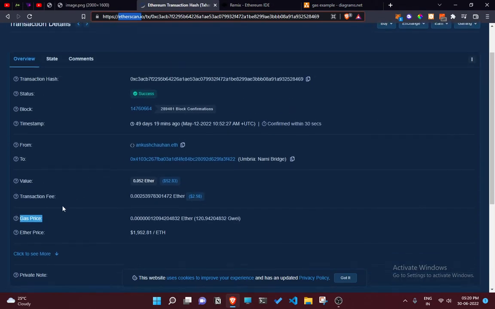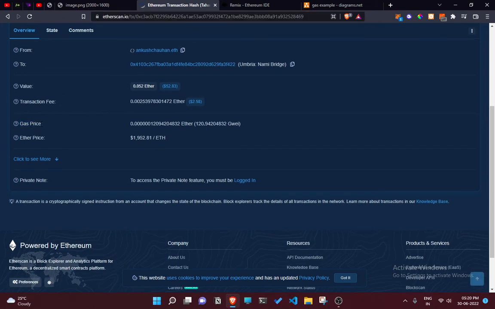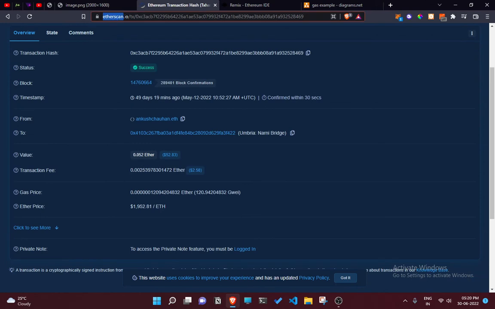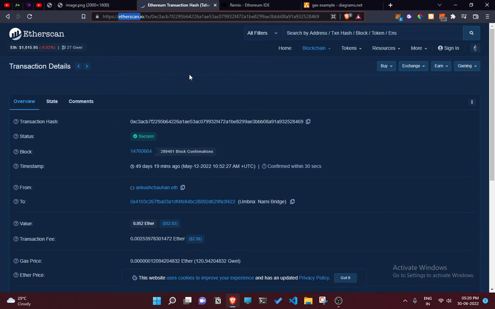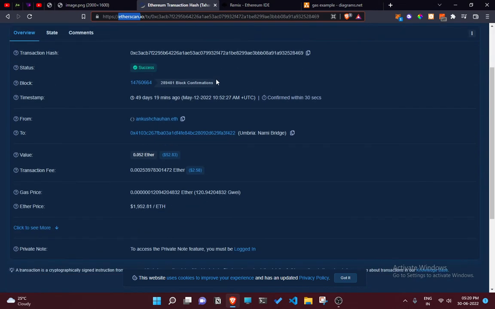And if you see right over here, that states that this is gas price. This is Etherscan, essentially a block explorer, where you can easily find all the transactions. All the transactions are essentially recorded on this website, right? This is essentially the block explorer. You can easily explore any address, any transaction hash, anything right from here, right?